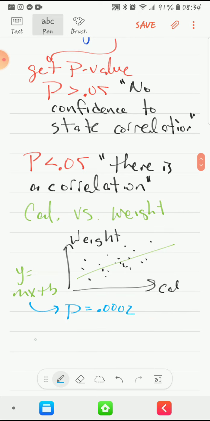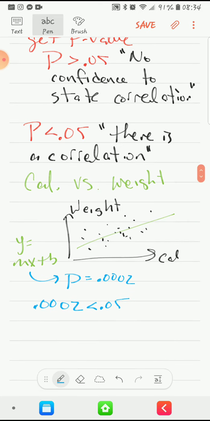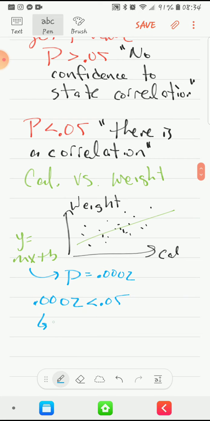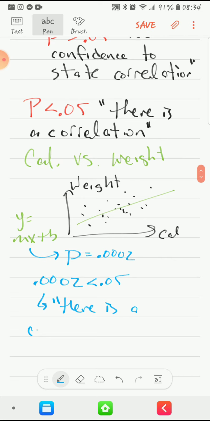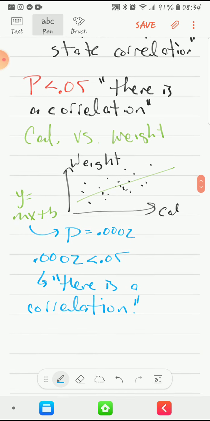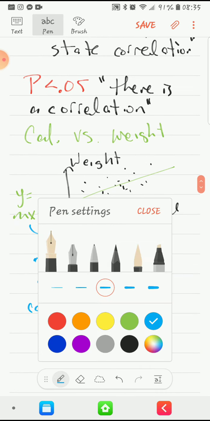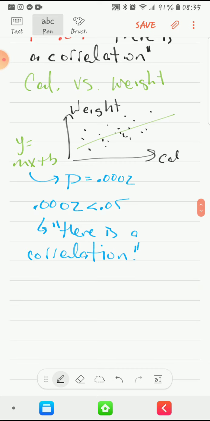So you can say 0.0002 is smaller than 0.05, and thus we can claim there is a correlation. Then you want to talk about how strong that correlation is. If you want to talk about how strong that correlation is, you would pull out your R value.